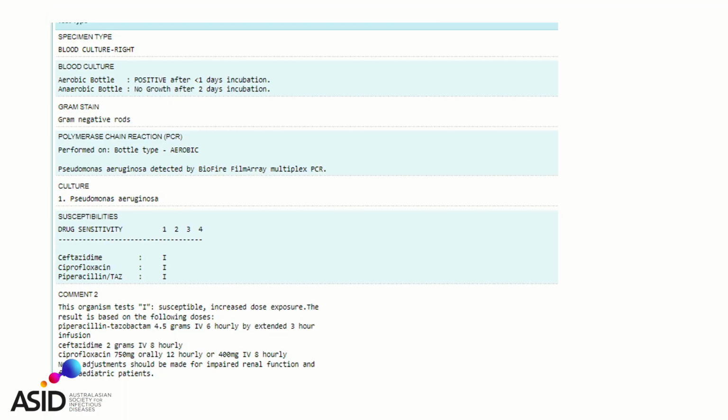This is what our laboratory system, even though it was built in 1972, couldn't fit in multiple letters. So previously we had to report this as I and then have the definition below.